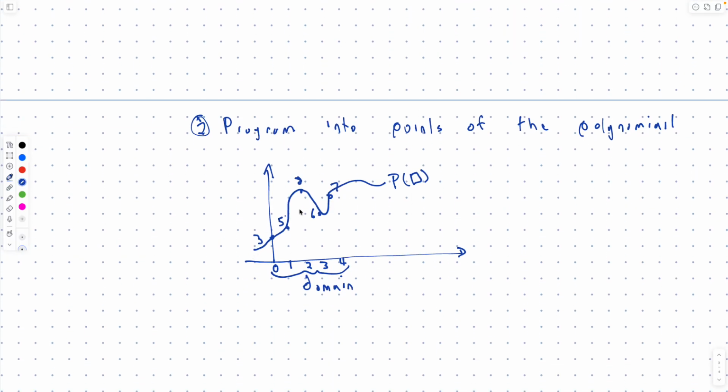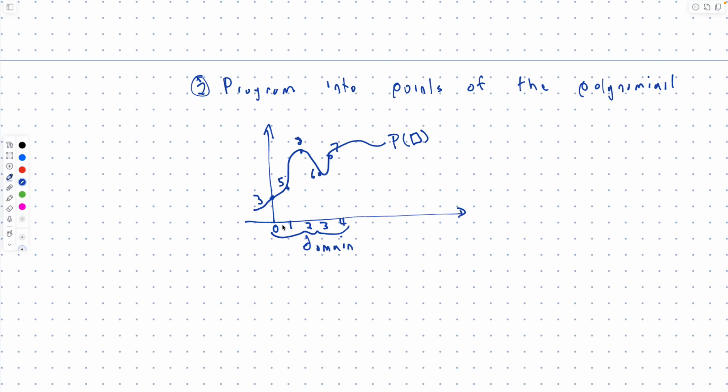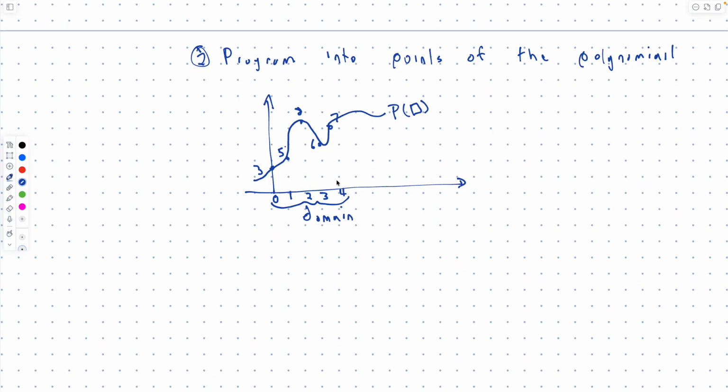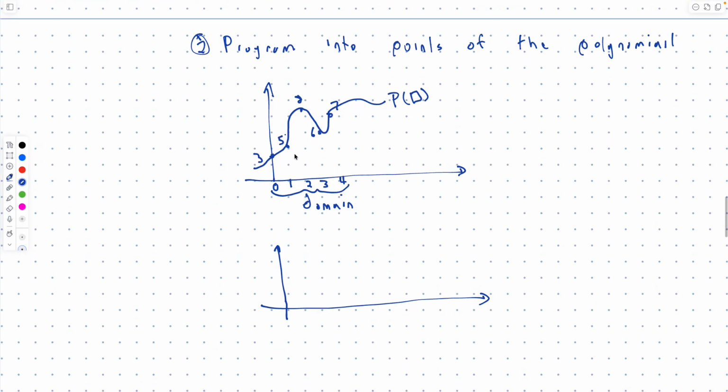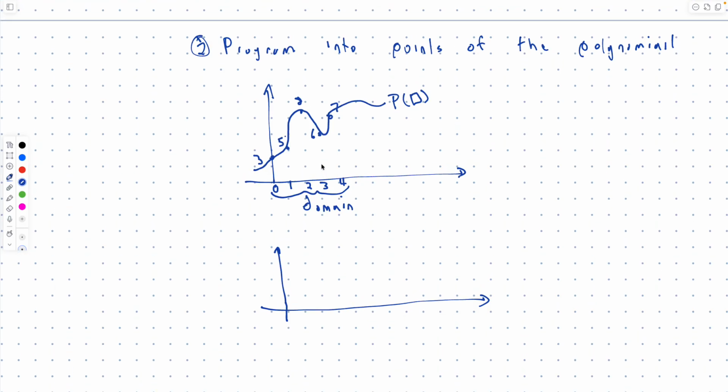Okay, so we can program it into the points of the polynomial. We have a domain, and what we can do is get fancy with our domain. Say I'm at this point here, and I want to go to the next value. I'm at p of 3, and I want to go up a value. Then I'll go to p of 4, right? p of 3 plus 1 equals p of 4. So that's how I advance through all the points along the polynomial.